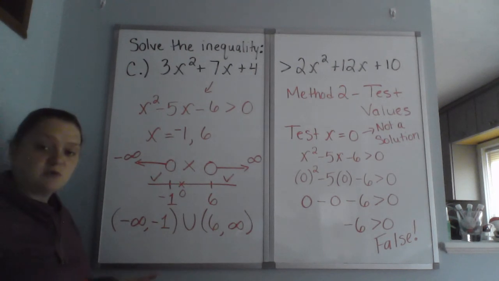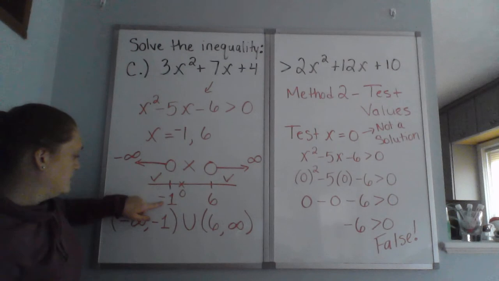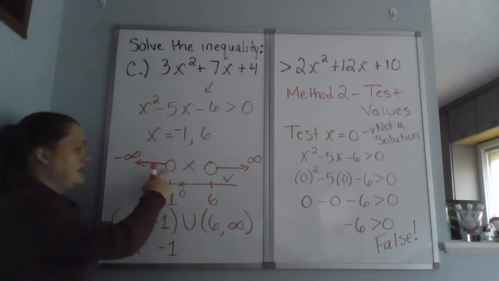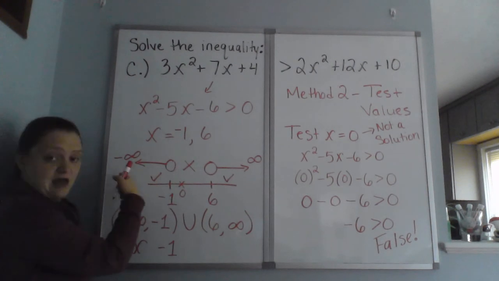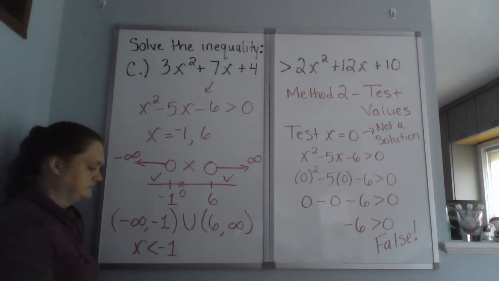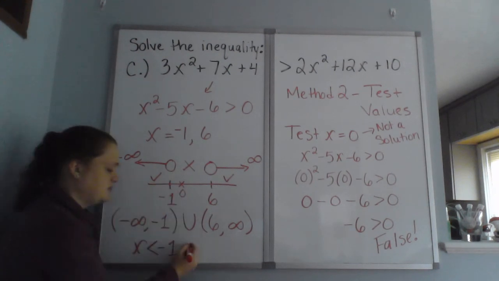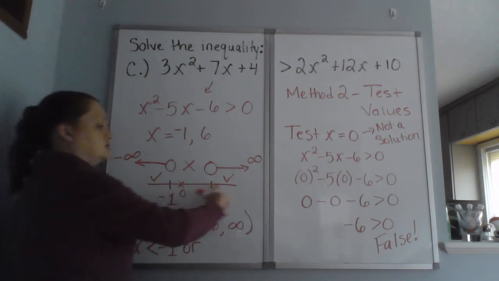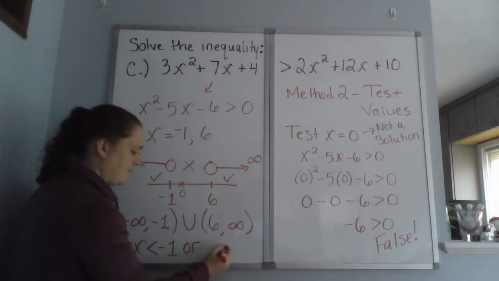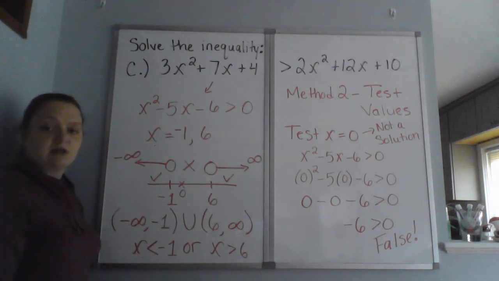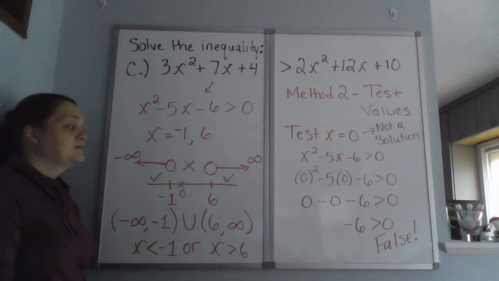Now I want to write the two inequalities that match this. Here's my -1. So I've got x and a -1. X is on the left of that. Left means smaller than, so x is less than -1. Two separate intervals means I have an or statement, not an and. And then going to the right of 6 means I have x is bigger than 6, because going to the right on our number line is bigger than. All right? So that's solving using method 2, test values.